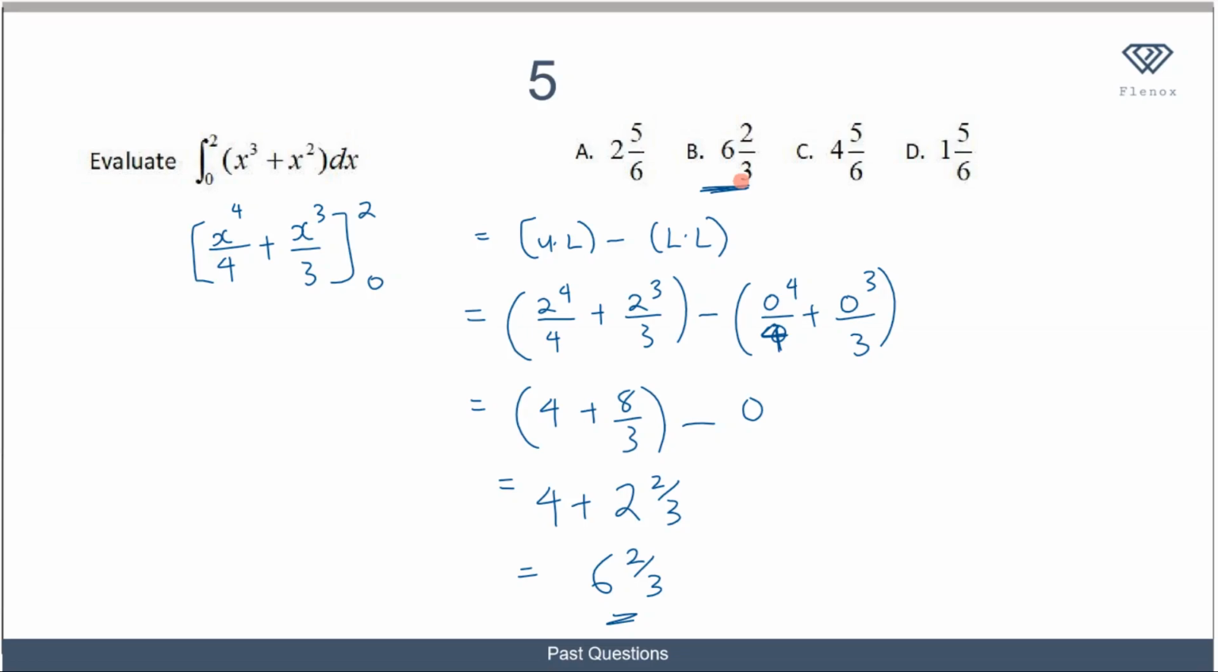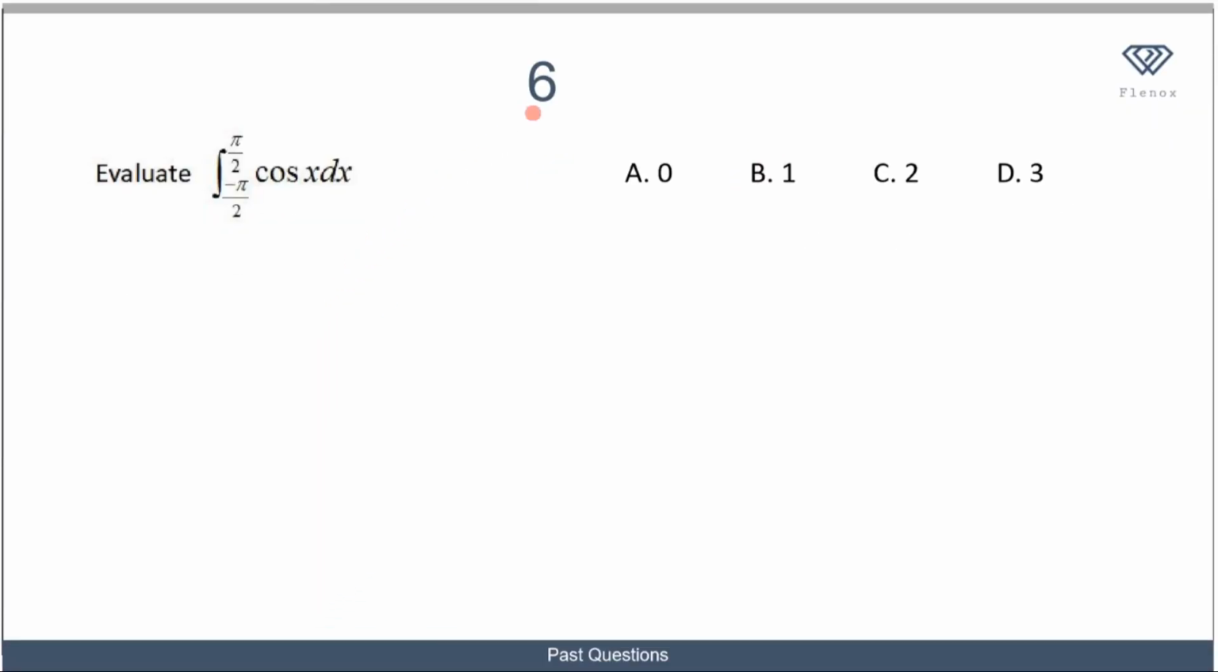So on to the next question. This is also related to definite integrals. I was told to find the integral of cos x dx from pi over 2 to minus pi over 2. So the same logic applies. When I integrate cos x, what do I get? From our standard integrals, I get sin x. So I'm integrating sin x, and my boundary conditions are pi over 2 to minus pi over 2.